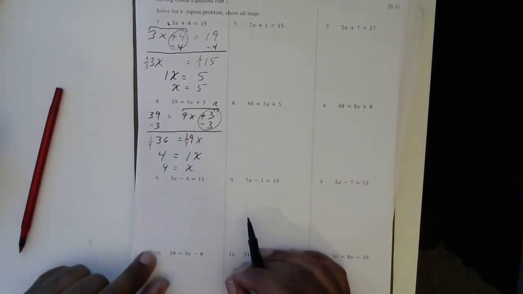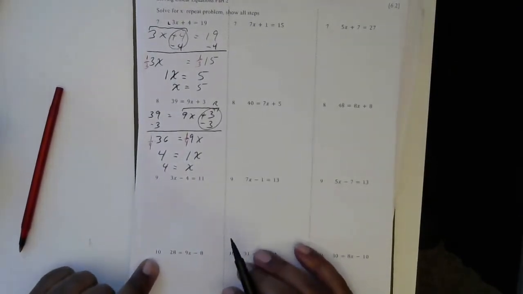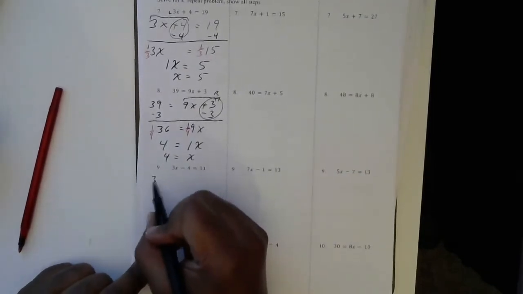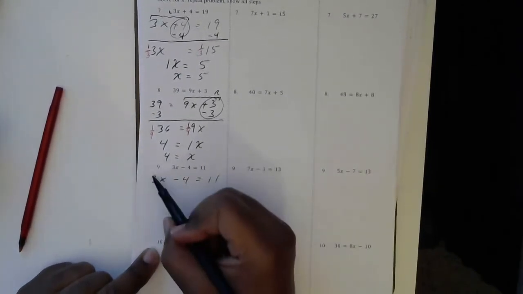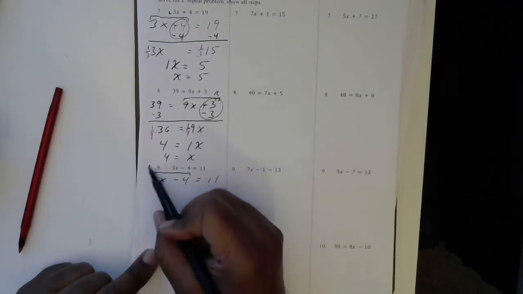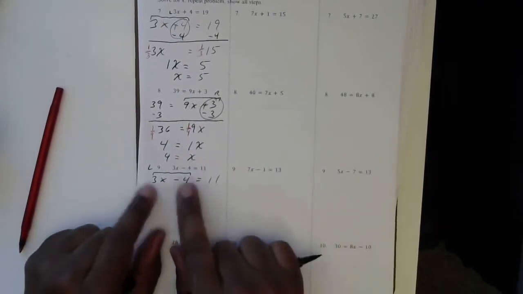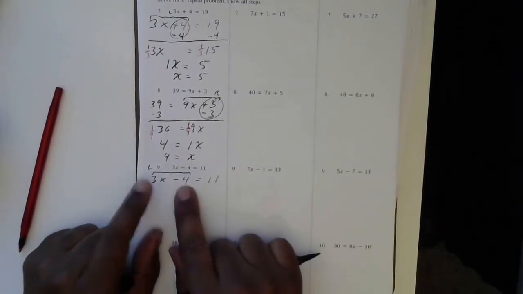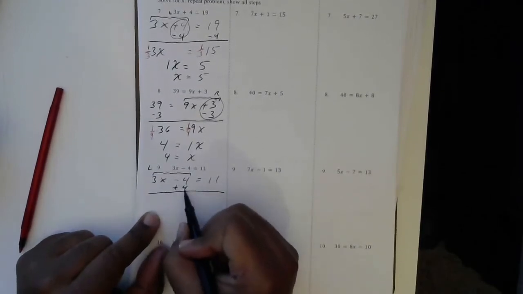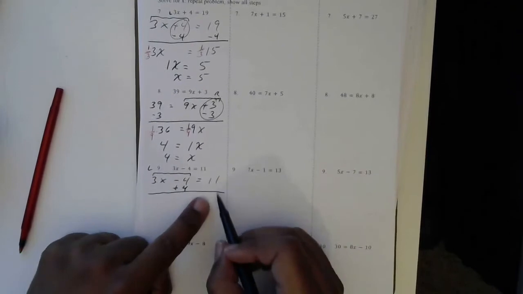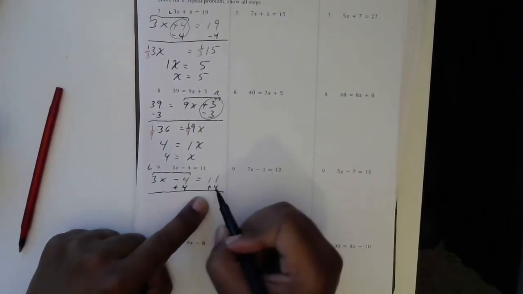Okay, next, number 9. We have 3x minus 4 equals 11. This is a left side problem, so we'll be removing numbers on the left side, the negative 4 and the 3. The negative 4 is a subtracting 4, so we're going to get rid of it by putting an adding 4 here. And what we do on the left side, we'll also do on the right side. So I'll put an adding 4 there.